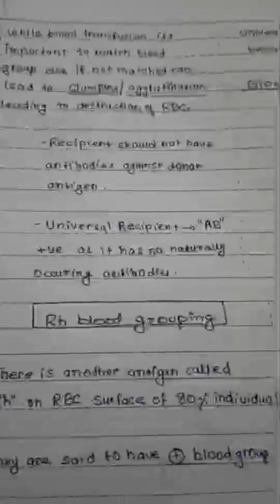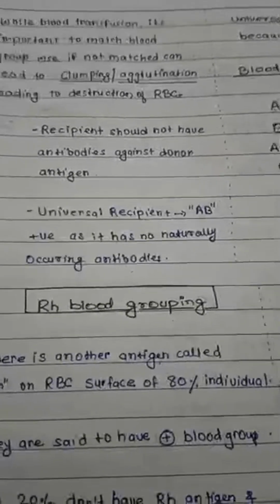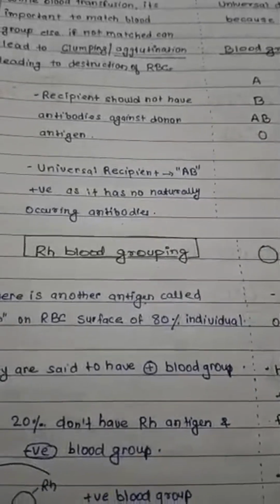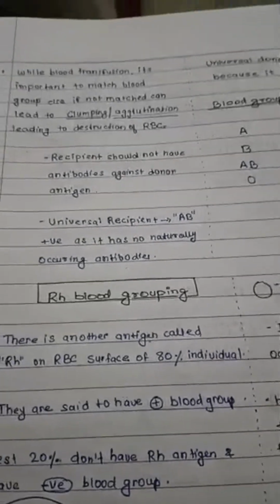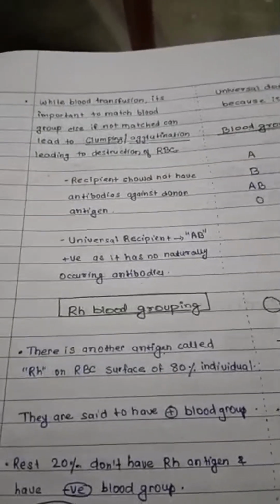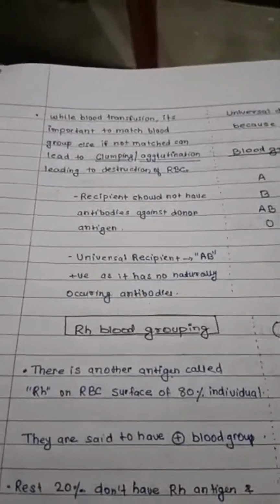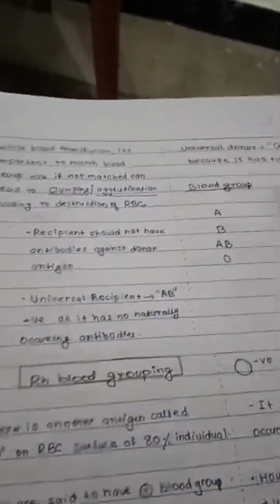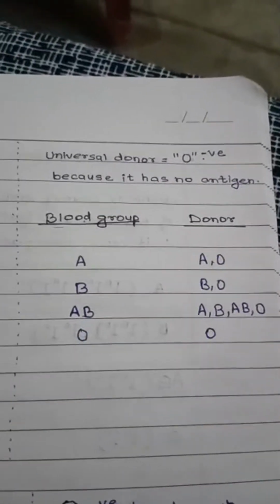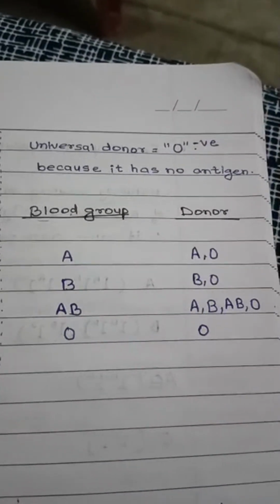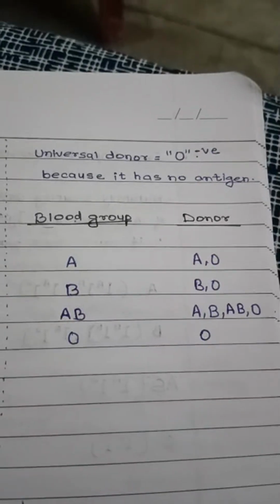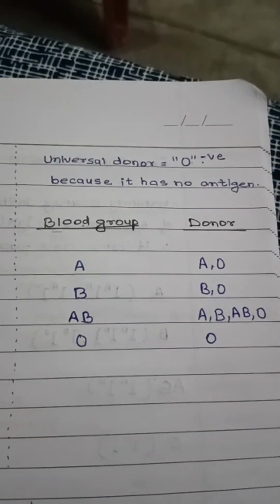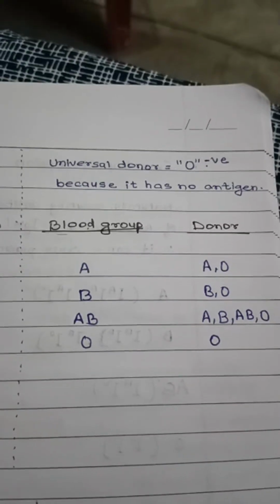Now, during blood transfusion, it's important to match blood groups, if not it leads to clumping, agglutination, leading to destruction of RBC. The recipient should not have antibodies against the donor antigen. Universal recipient AB positive has no naturally occurring antibodies. Universal donor is O negative because it has no antigen. Blood group A can donate to A and AB, B can donate to B and AB, AB can donate to AB.